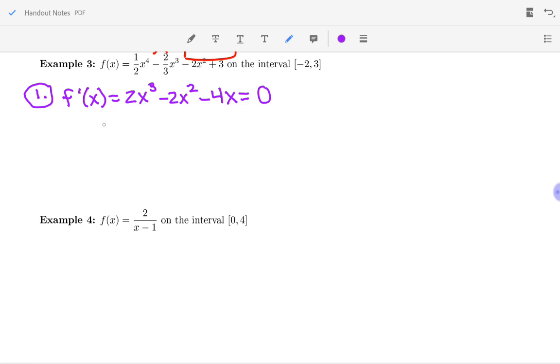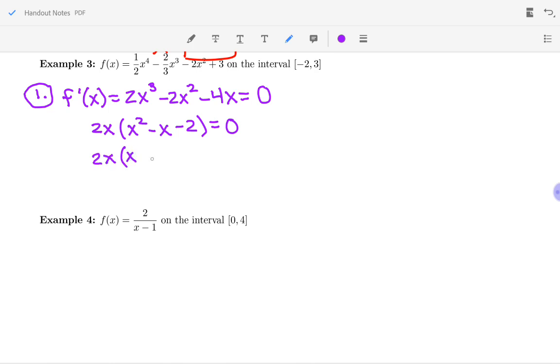So I can pull out a 2 for my biggest number, and I can pull out an x from all of them. So 2x times x squared would be 2x cubed. 2x times a negative x would give me a negative 2x squared. And 2x times a negative 2 would give me a negative 4x. So now I can continue to factor.